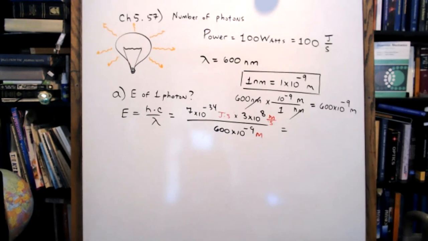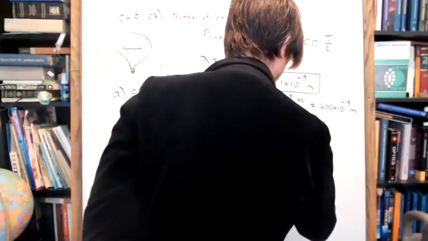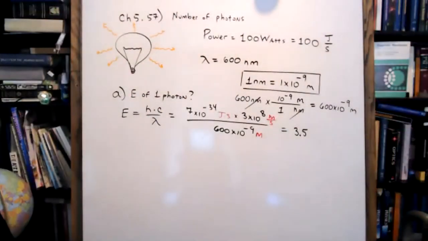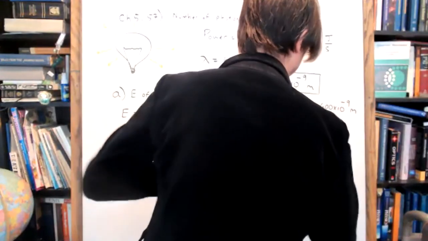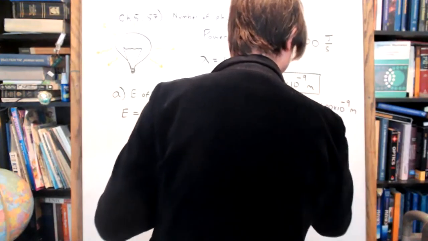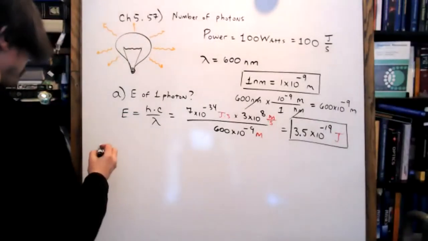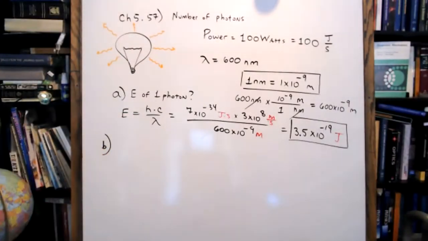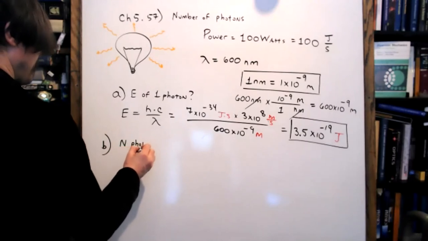I got 3.5 times 10 to the 19th joules. Positive 19 sounds like a pretty big energy for one meter. Oh, no, negative 19. All right. Okay, tell me about part B. How many 600 nanometer photons would have to be emitted each second to account for all the light from this 100 watt light bulb?